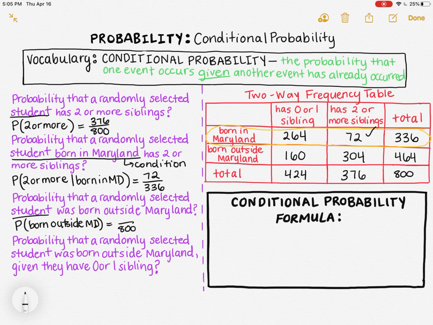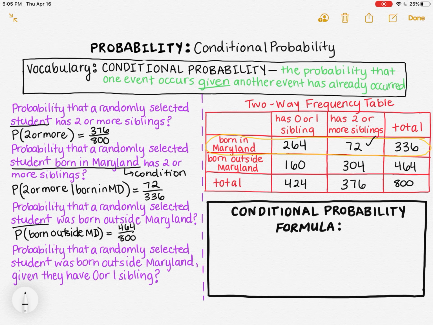And we need to know how many of those students were born outside Maryland. So I go to the born outside Maryland row and over to the total, which is 464. The probability that any student was born outside Maryland is 464 out of 800.